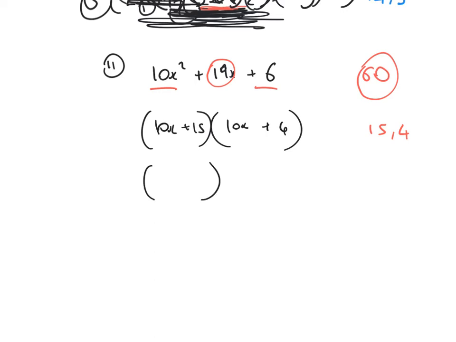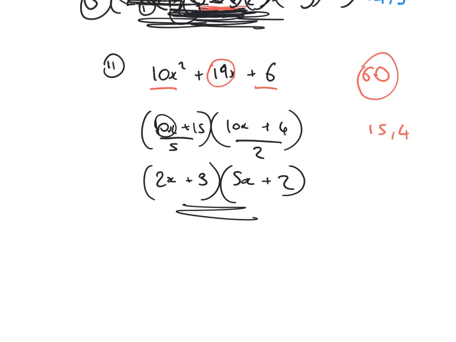Highest common factor. From 10 and 15, the highest common factor is 5. 5 into 10x goes 2x, and 5 into 15 goes 3. From 10 and 4 I can take 2, that's the highest common factor, so 2 into 10x goes 5x, and 2 into 4 goes 2. Final answer: (2x plus 3)(5x plus 2).